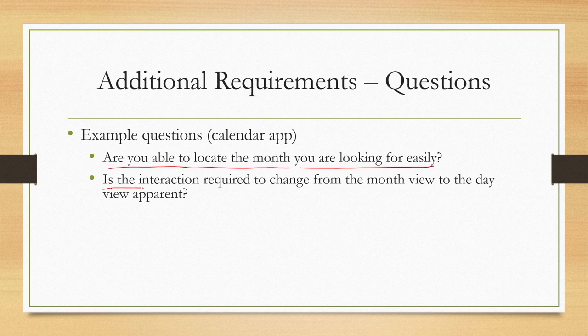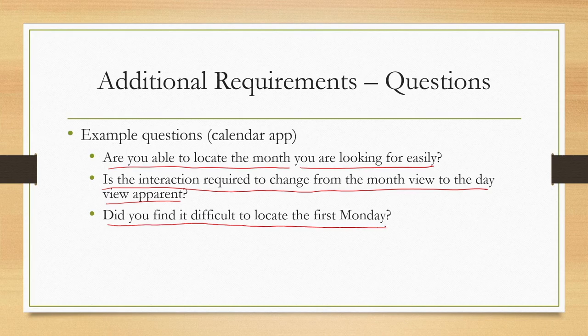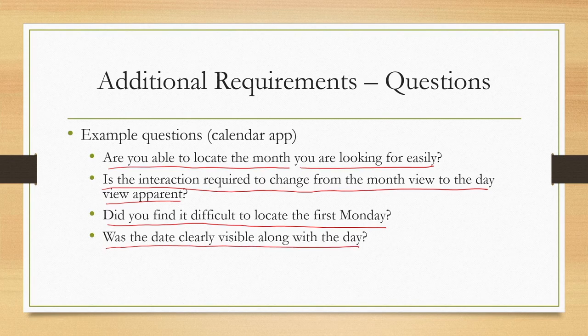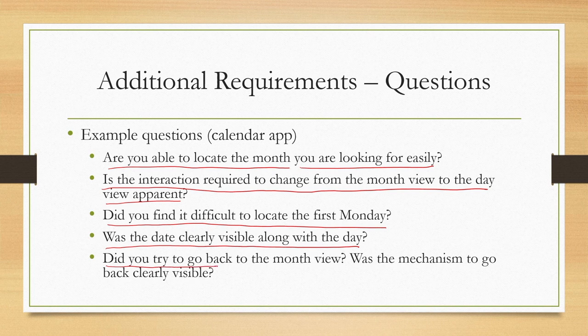Next, is the interaction required to change from the month view to the day view apparent? That means, is it easily understandable how to perform the interaction to change from month view to day view? Did you find it difficult to locate the first Monday? That can be yet another question. Was the date clearly visible along with the day? Yet another question: did you try to go back to the month view? Was the mechanism to go back clearly visible? In fact, these are two separate questions. For brevity, we have shown them together here. So, these can be some of the questions.